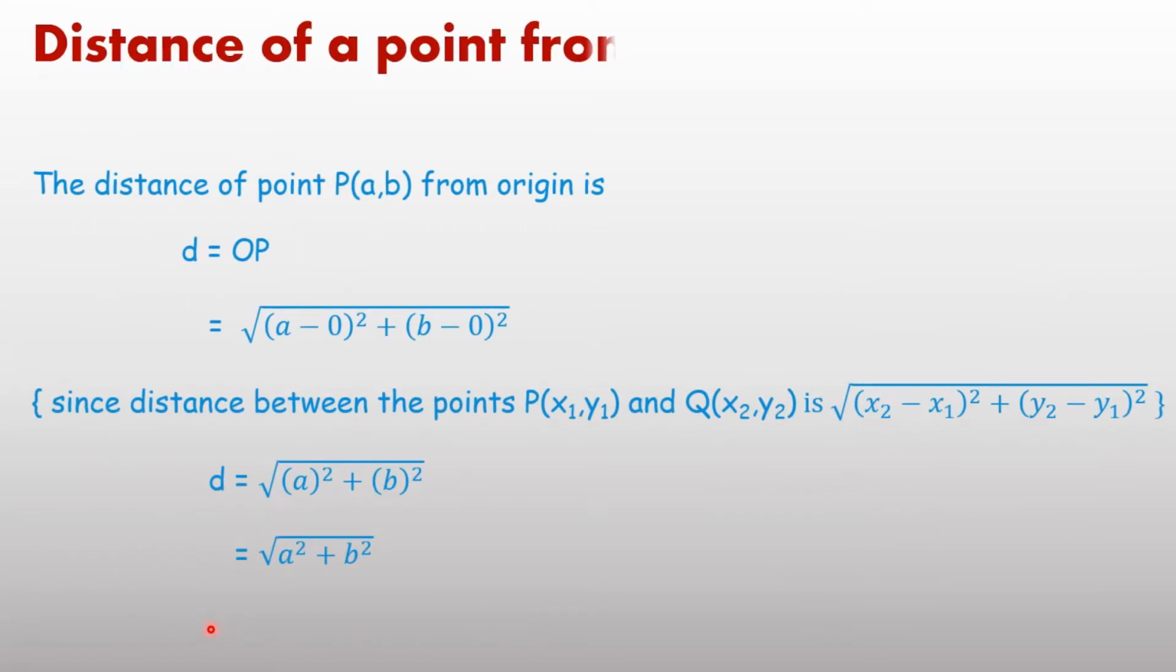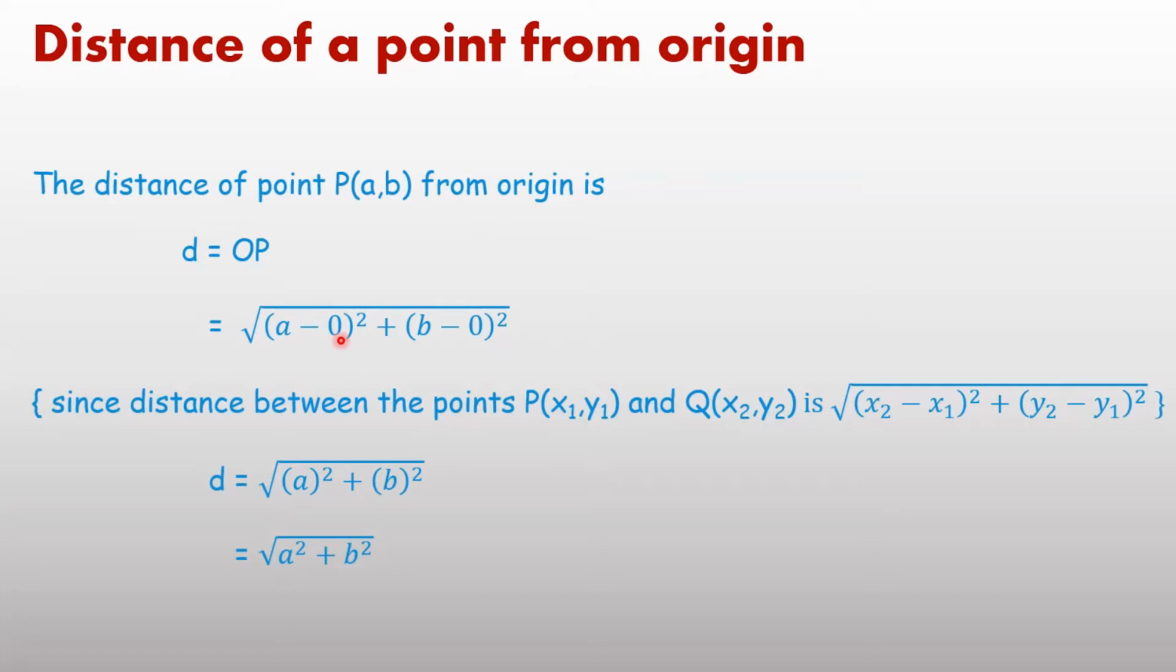Now next, if any point is given and we want to find the distance of the point from the origin, then we can directly write the formula: the square root of (x2 minus x1) whole square plus (y2 minus y1) whole square. In place of x2, y2, a and b are written, (a, b). x1, y1 is the origin. Origin means coordinates of origin are (0, 0).